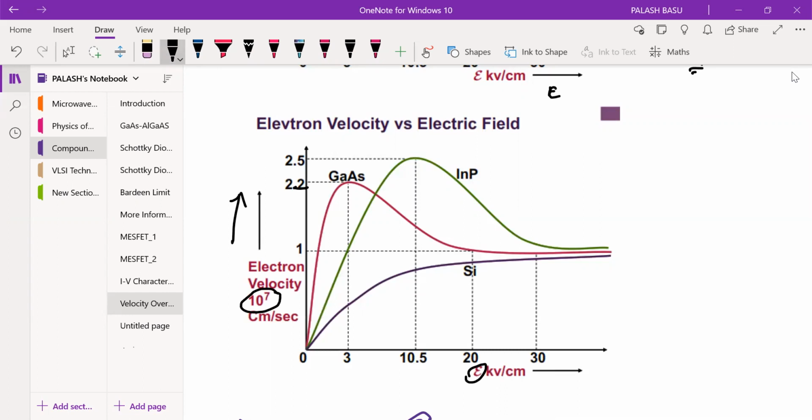If it is silicon, look at the slope of this curve, the slope up to this level. If you try to draw the slope, you can calculate that V is equal to mu E, right?